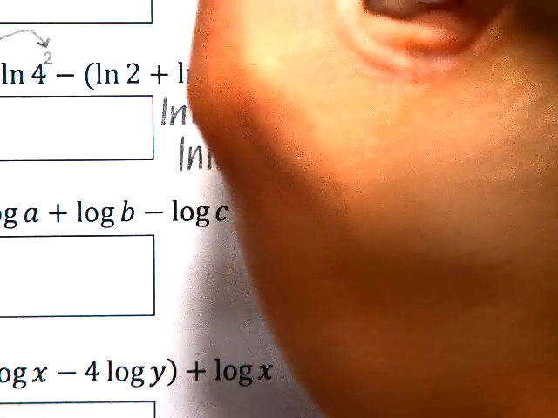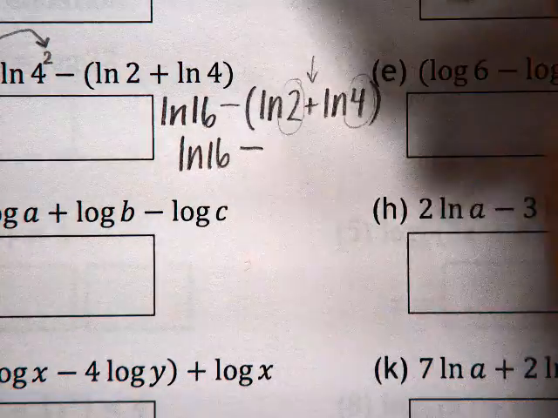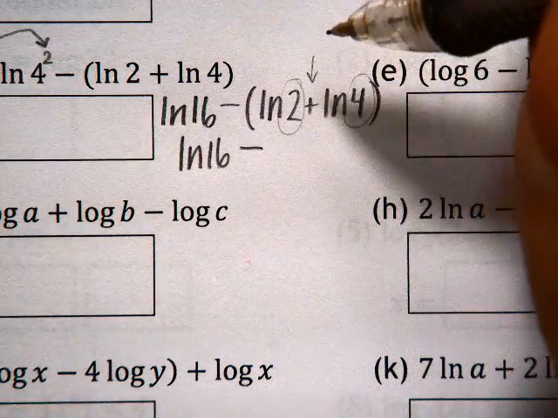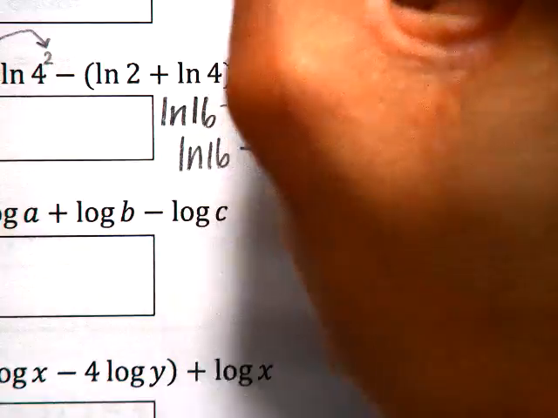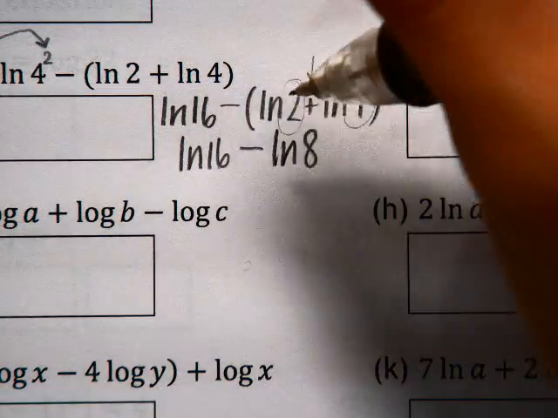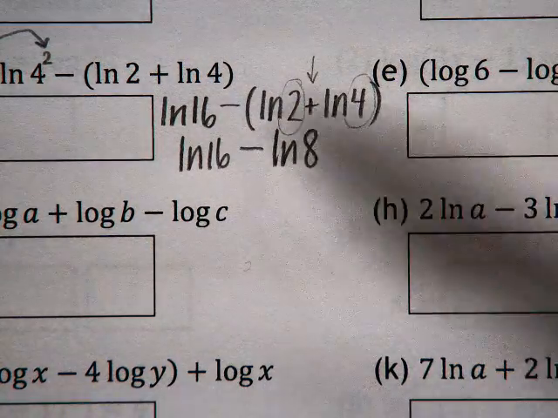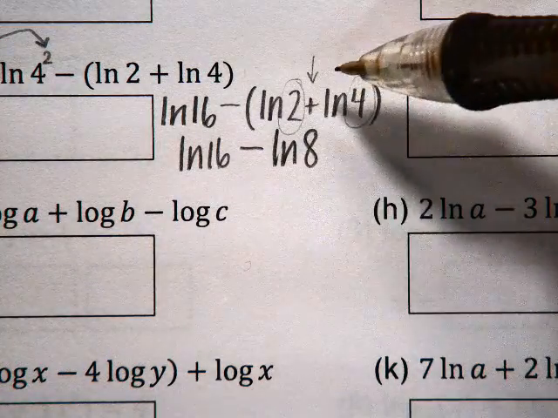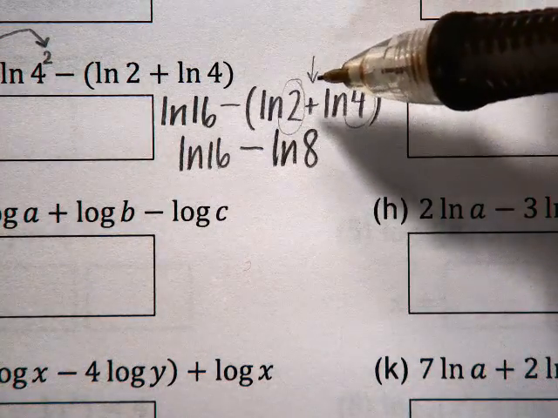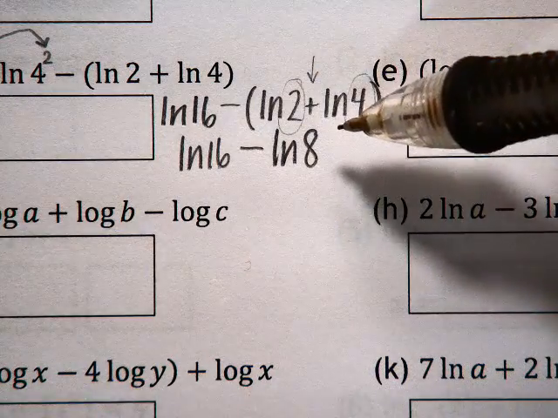Natural log 16 will stay for a second, the minus sign stays for a second, and now I can condense these two things. Natural log 2 plus natural log 4 is natural log 8. I condensed it by multiplying. Now I don't have to really put it in parentheses because there's only one thing. Parentheses are usually when we have 2 things. So now that I've condensed it down, I don't need to write the parentheses.